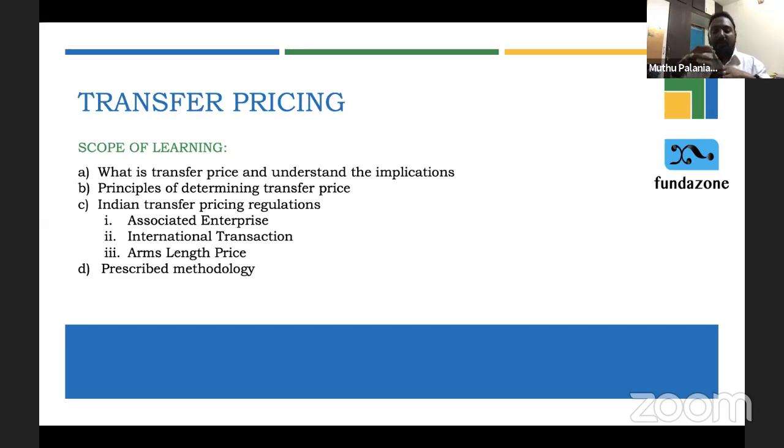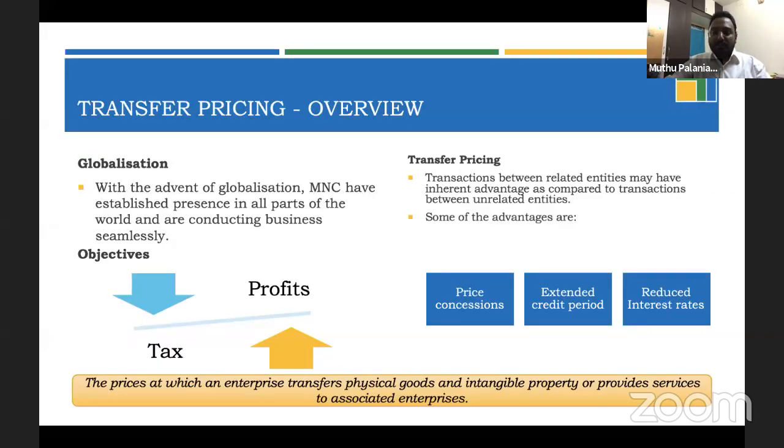So the key concepts in Indian transfer pricing regulations will be associated enterprises, international transaction, and arm's length price. We'll discuss these three concepts, and if time permits, we'll also talk about the prescribed methodology in determining the arm's length price. So we'll start with what is transfer pricing and what the key implications are.